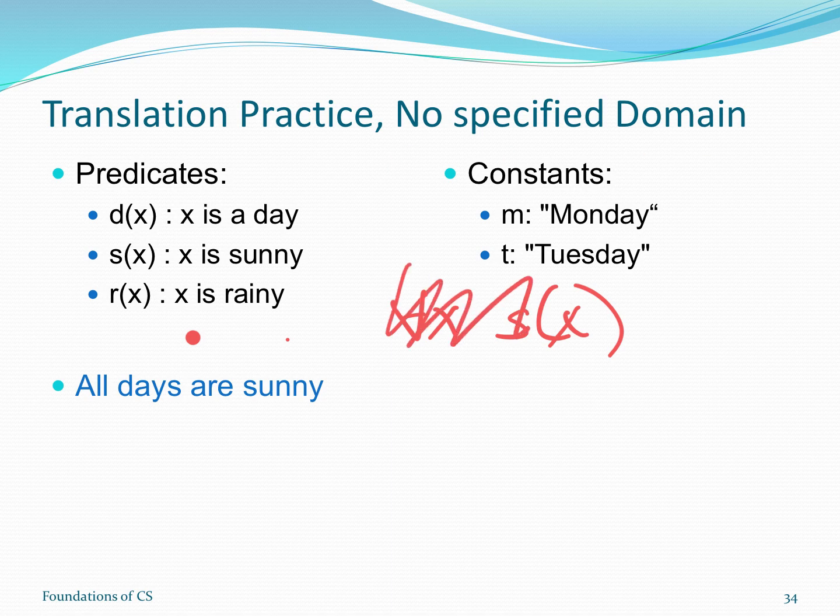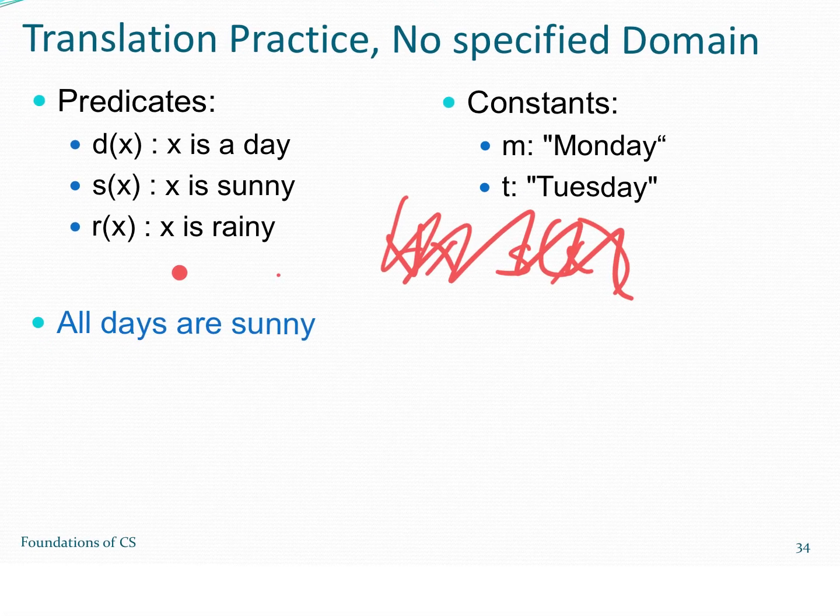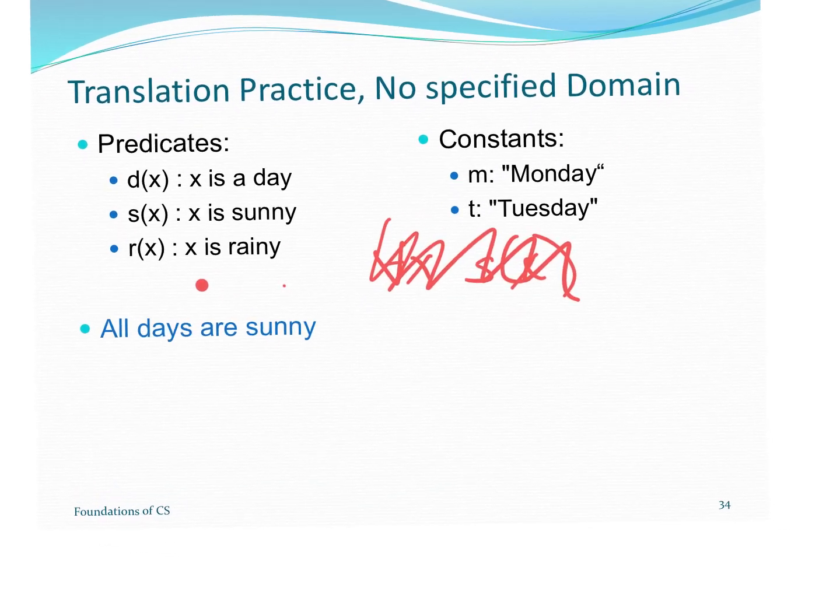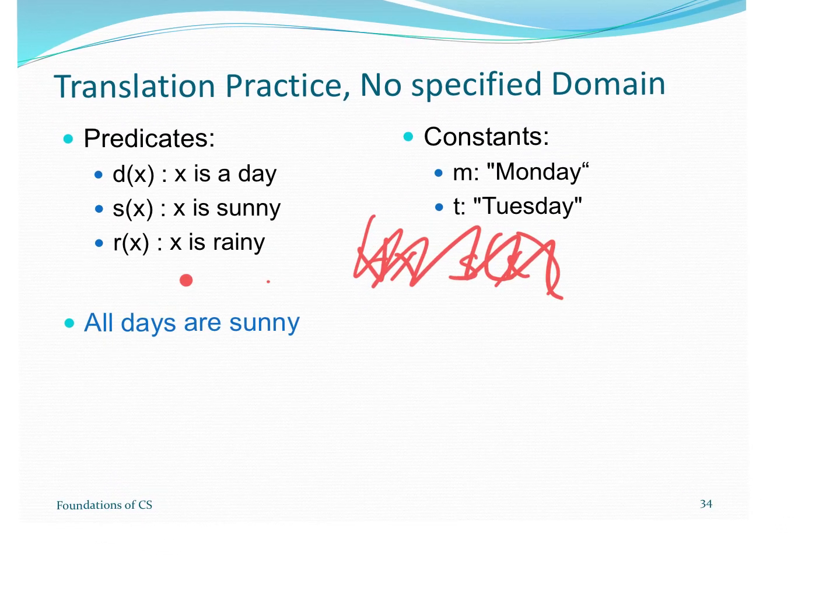So let's cross that out and let's talk about how we say all days are sunny. Okay, so what we need to do if we want to say all days are sunny is say everything that is a day is also sunny. So first you have to make sure it's a day, and then if it's a day, then it's sunny. So I'm going to say for all x, if x is a day, then x is sunny.